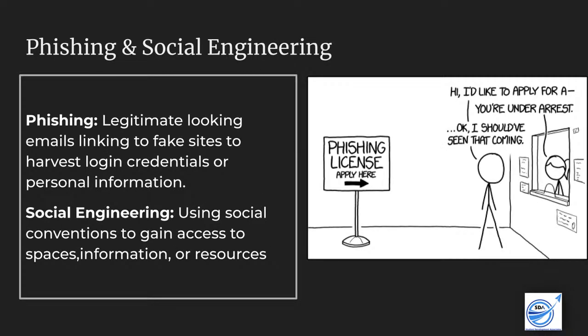Phishing and social engineering are two topics that are very buzzwordy currently. Phishing is the legitimate looking emails being sent to fake sites to harvest login credentials or personal information. In short, you receive an email saying it's from Amazon, it's from your institution, or it's from some other area that you do business with, and it attempts to harvest your login information by appearing like the site, but not actually being the site. Social engineering is using social conventions such as being polite or being kind to gain access to spaces, information, or resources.